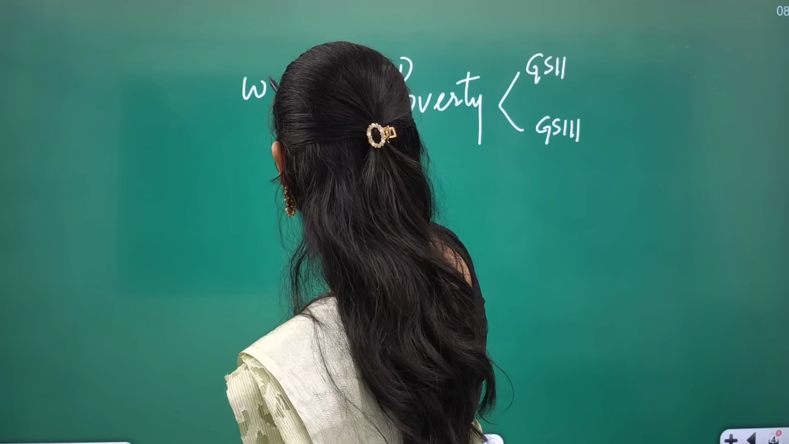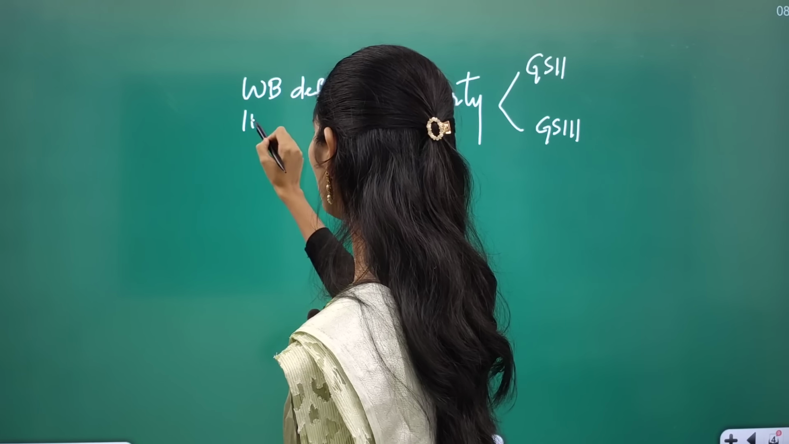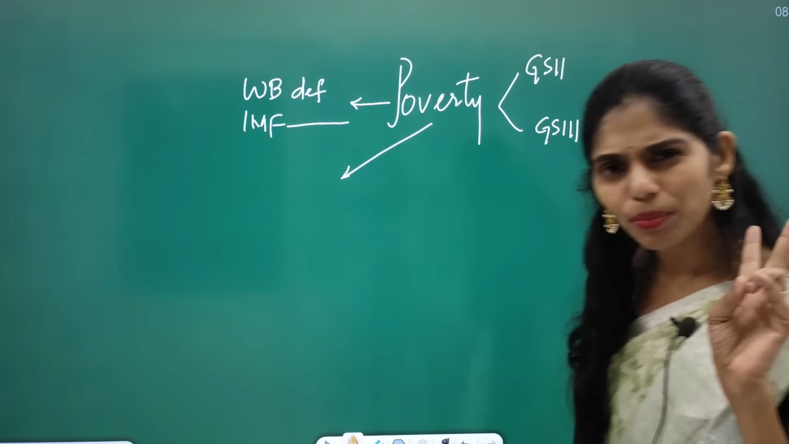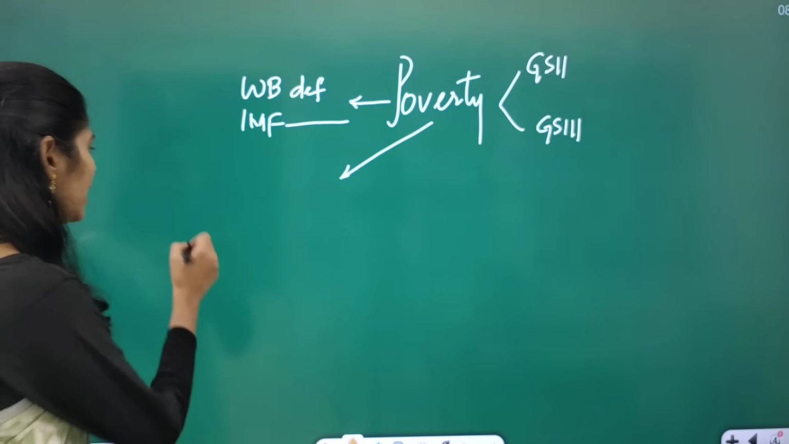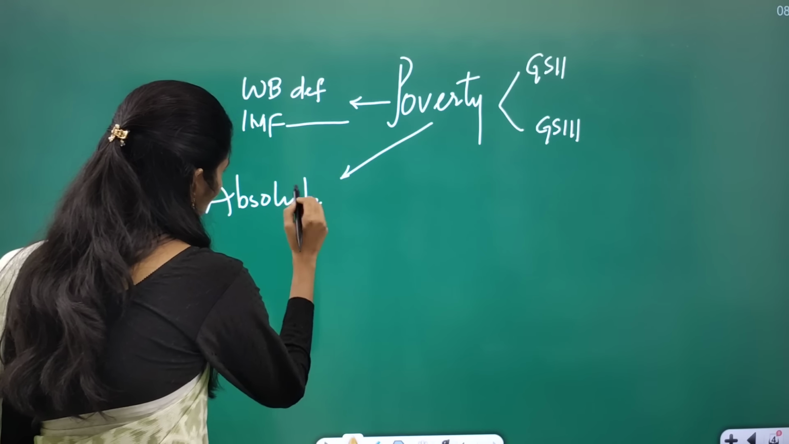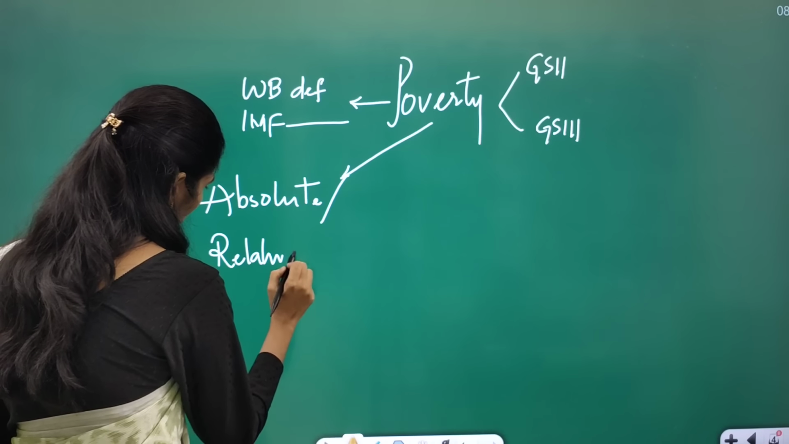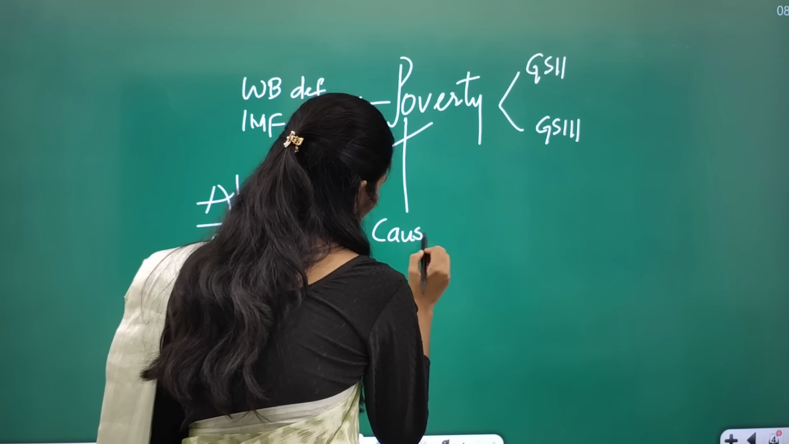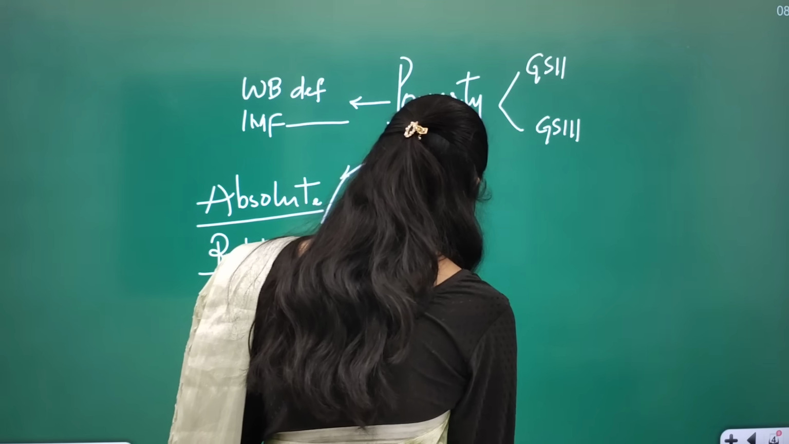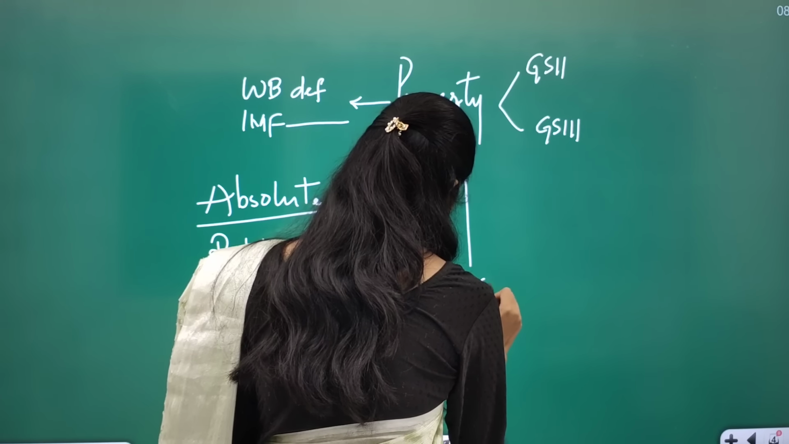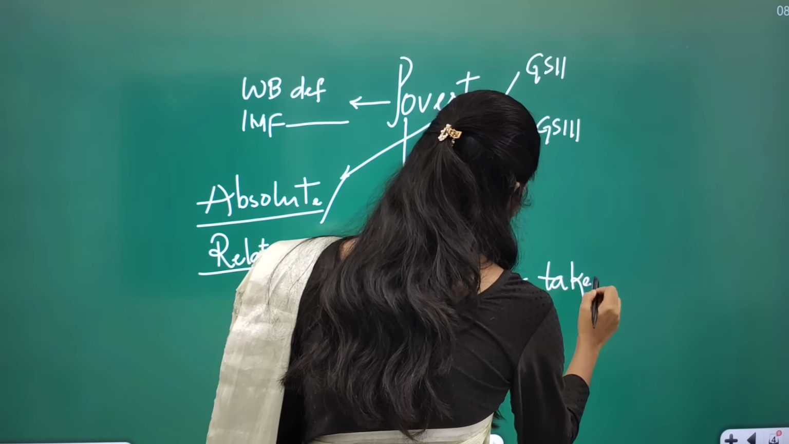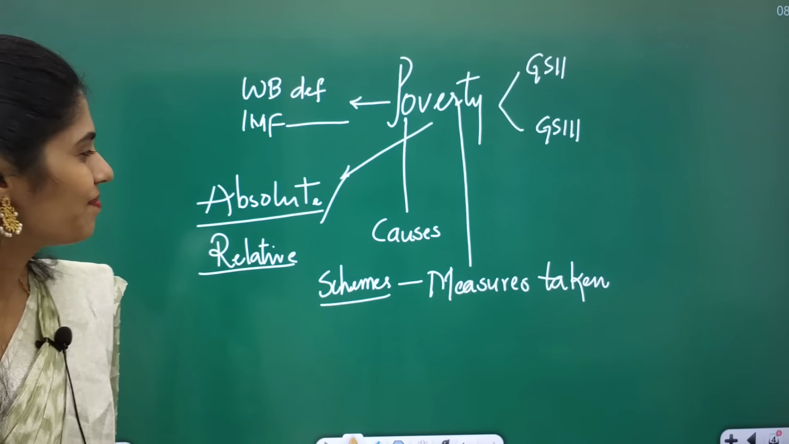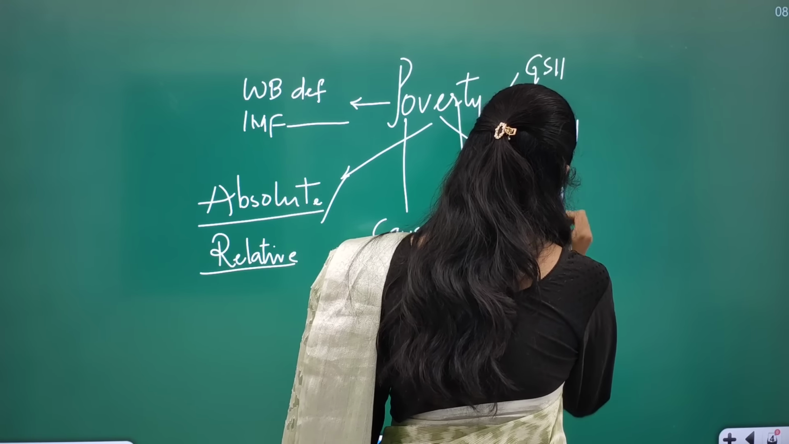You have to know the World Bank definition of poverty, or the IMF definition regarding poverty. The first one: you have to see the two important terms which talk about poverty, that is, what is absolute poverty and what is relative poverty. You have to know both. And you have to see what the causes of this poverty are, and what measures have been taken. In the measures taken, you can see which schemes came up by the government. And you have to see what the impact of this poverty is.